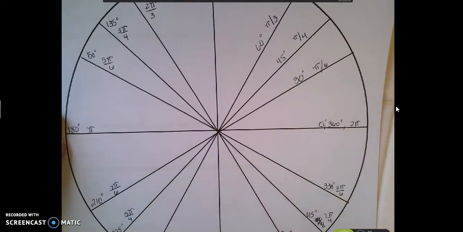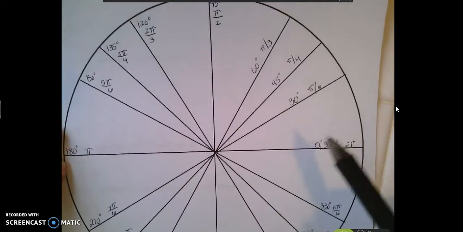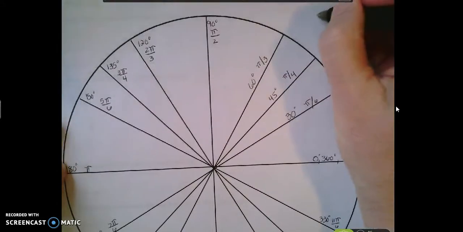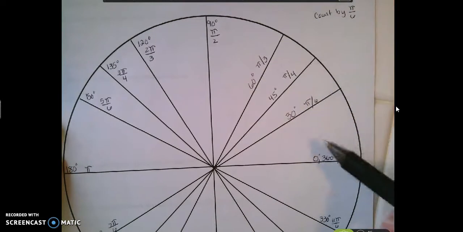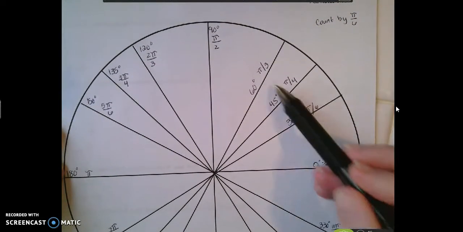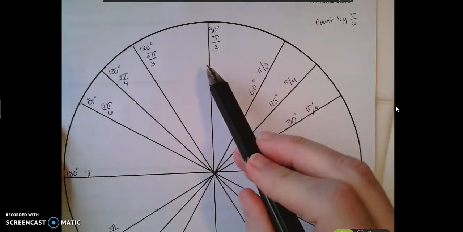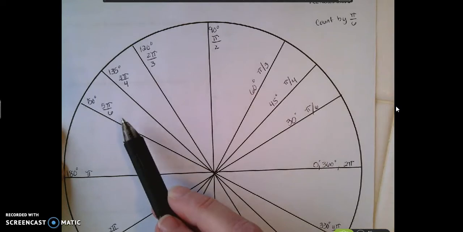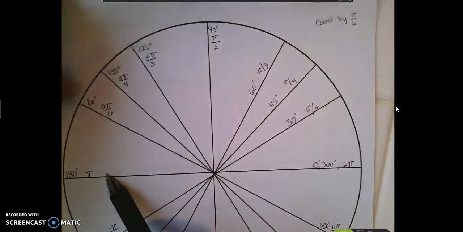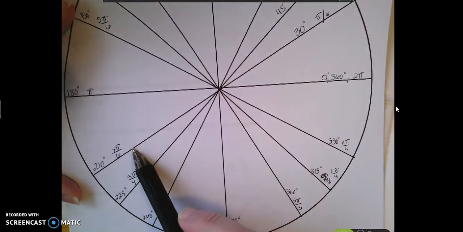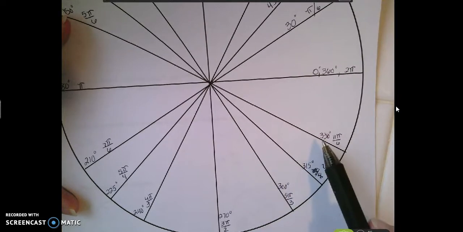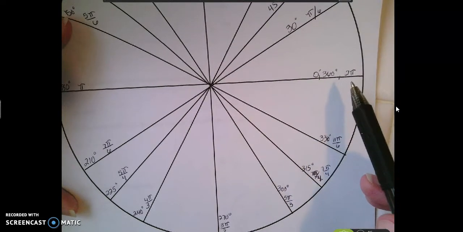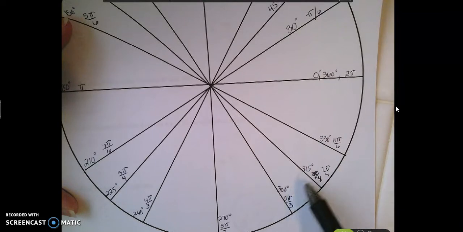So this is something you're going to have to memorize, and so here are suggestions on how to memorize it. So basically what we're doing is we're counting by pi over 6. So 1/6, 2/6, 3/6, 4/6, 5/6, 6/6, 7/6, 8/6, 9/6, 10/6, 11/6, 12/6. And then you reduce some of those, like 10/6 reduces to 5 pi over 3.